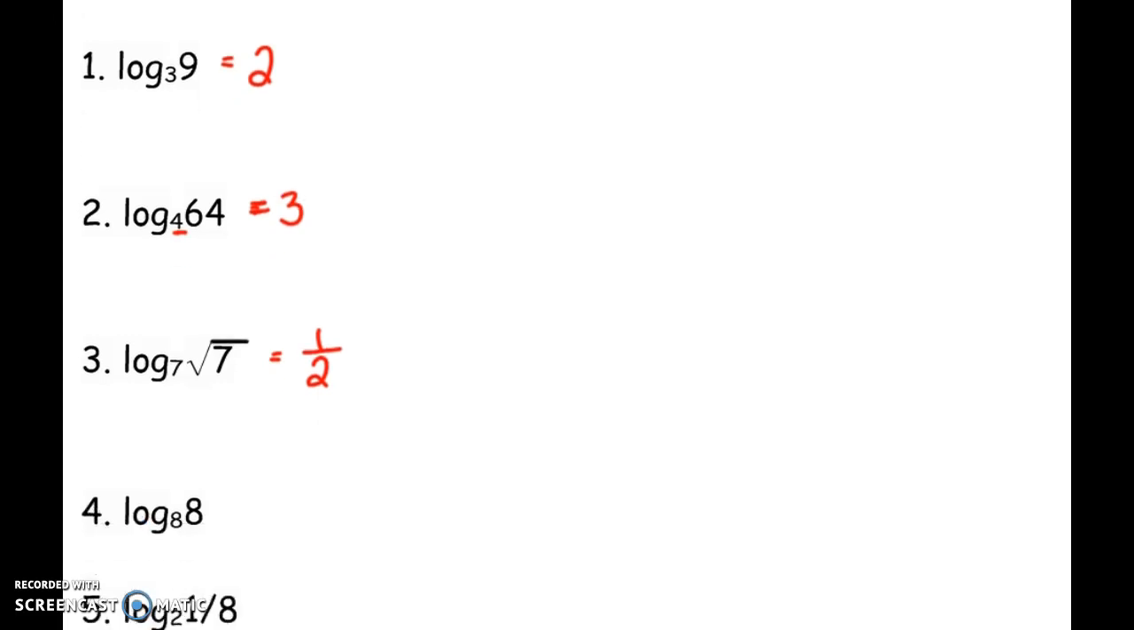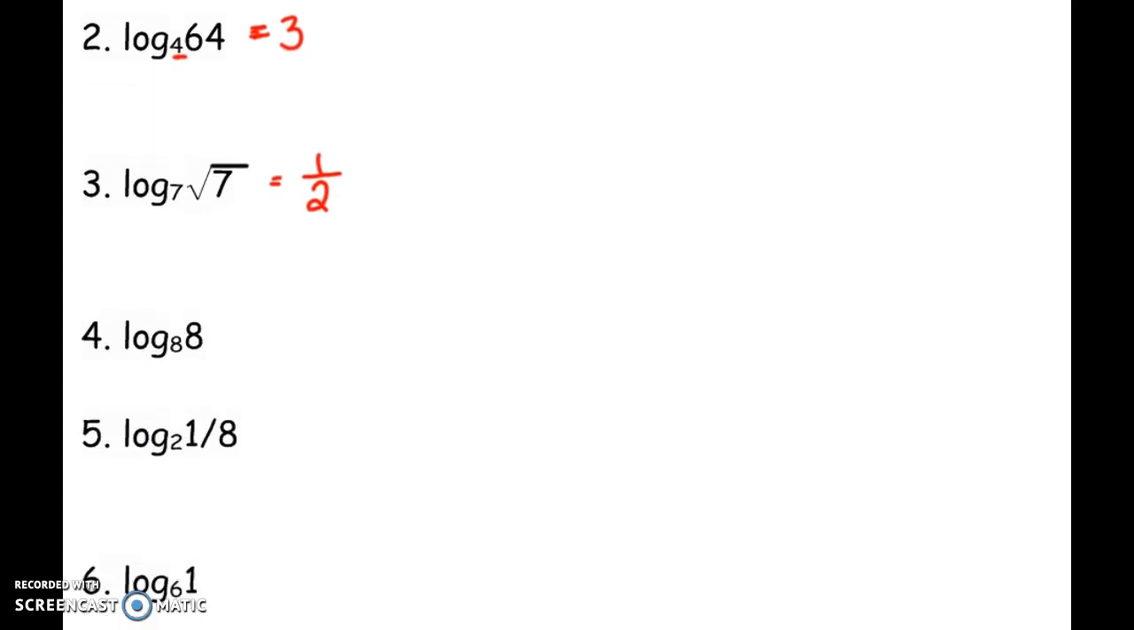Log base 8 of 8. 8 to some power is equal to 8. Pretty common sense, right? That should be 1. 8 to the first is 8.